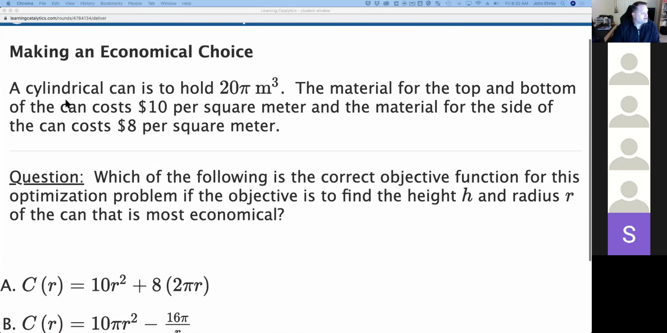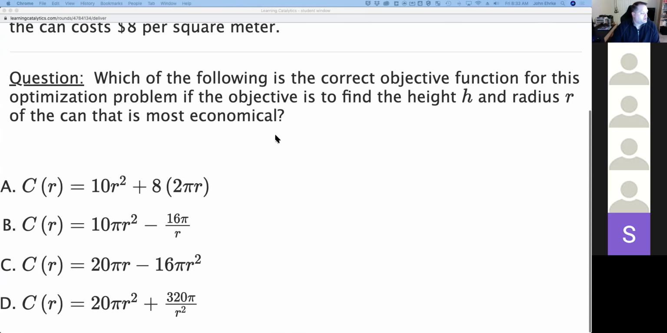So here we have a cylindrical can, think like a Coke can or something. Well, it's going to be much bigger because it's meters cubed, but a can that holds 20 pi meters cubed. So that's the volume of the can. The material for the top of the can is $10 per square meter. The material for the sides of the can is $8 per square meter. So which of these is the correct objective function if our goal is to find the height and radius of the can that is most economical? In other words, minimizes the cost to produce the can.